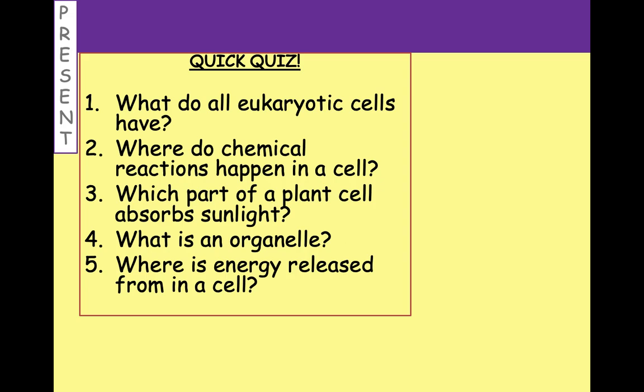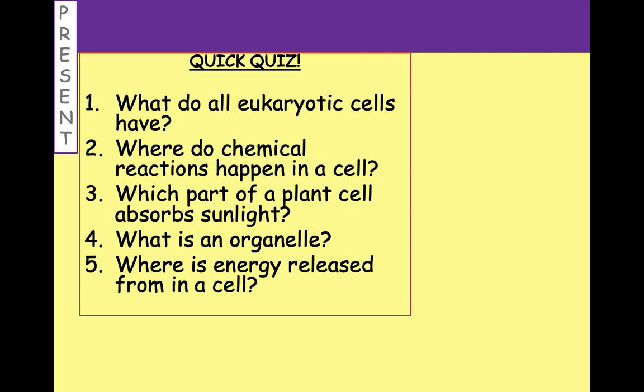Okay, quick quiz. If you've been listening really carefully, you should be able to answer these 5 questions that you can see on the screen right now. What do all eukaryotic cells have? Where do chemical reactions happen in a cell? Which part of a plant cell absorbs sunlight? What is an organelle? And where is energy released from in a cell? Mostly one-word answers. See how you do. Hit pause and I'll go through the answers with you in a second.